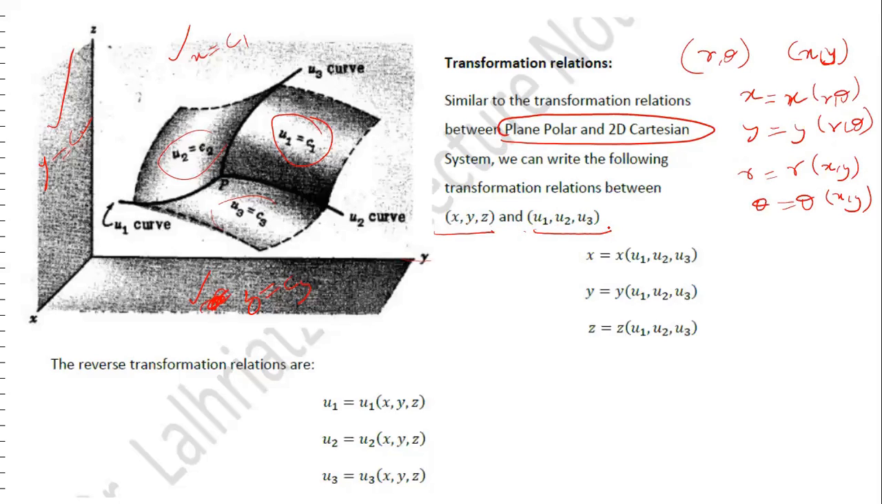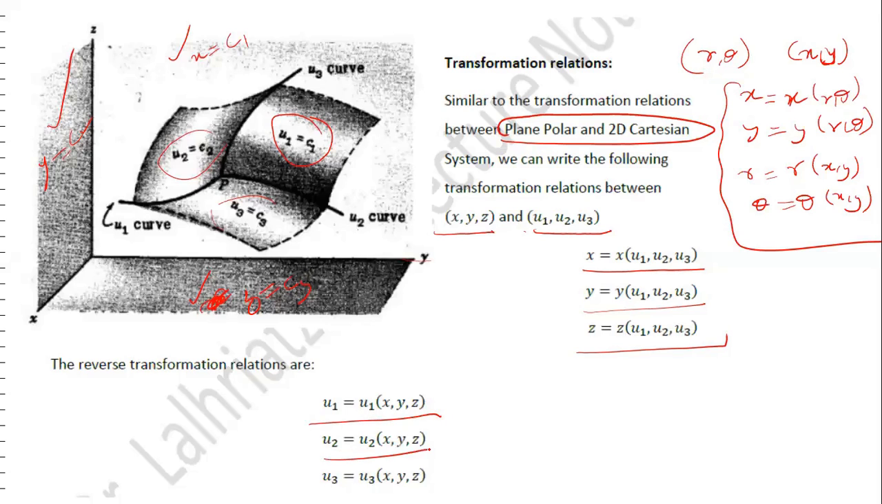So you can write a similar transformation relation: x as a function of u1, u2, u3, y as a function of u1, u2, u3, z as a function of u1, u2, u3, and you can write the reverse transformation relation just like this. This is how we write it: u1 can be written as a function of x, y, and z, u2 as a function of x, y, and z. So you can do that, right?